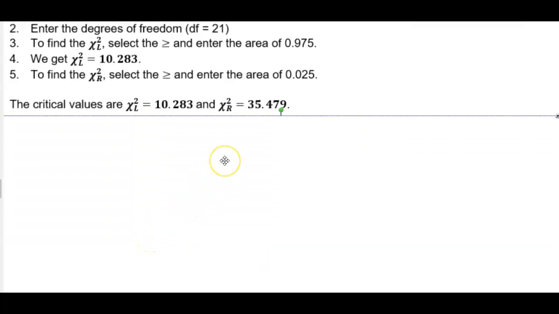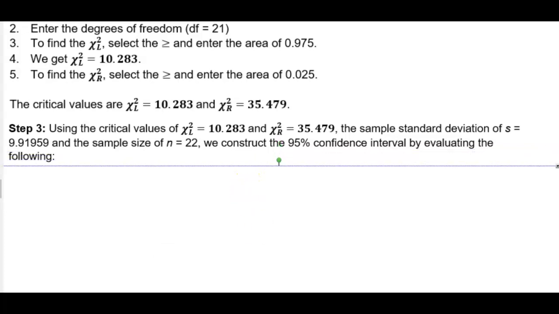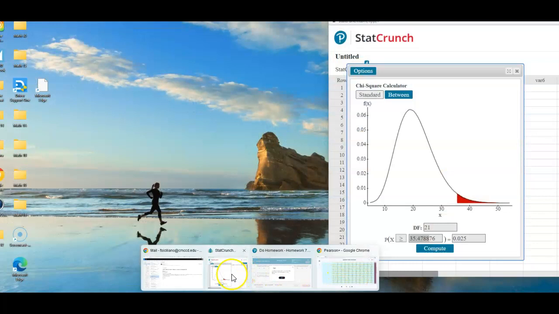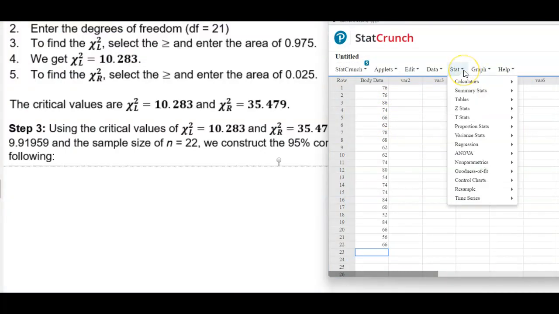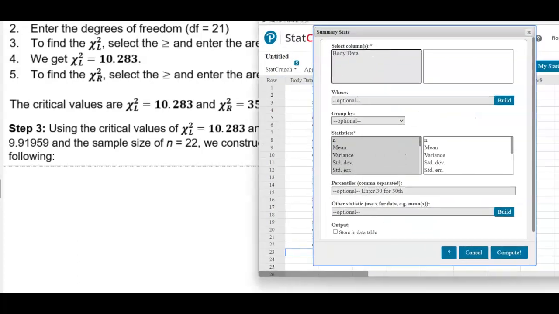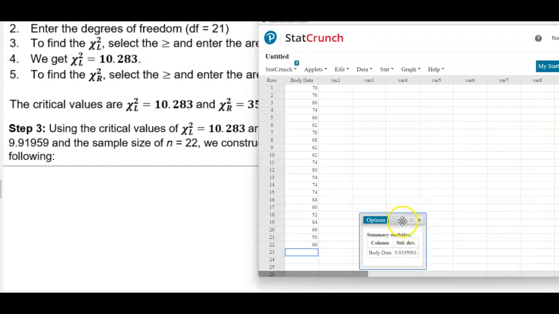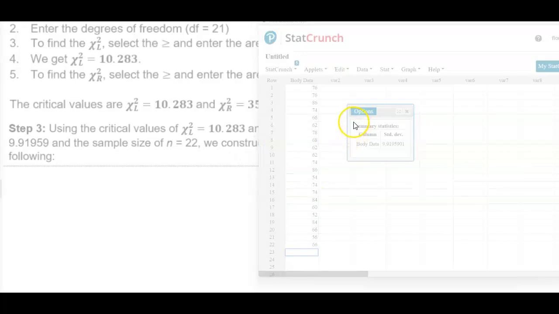Now that we have our critical values either using the table or StatCrunch, we need to find the sample standard deviation. In order to find the sample standard deviation in StatCrunch, we have our data already in here. So we're going to go to Stat, go to Summary Stats, and select Columns. And then from here, we're going to select the column for body data and then go to Standard Deviation. And now we're going to select Compute. And therefore, that's what we're going to get. So let's go ahead and copy that for our standard deviation.